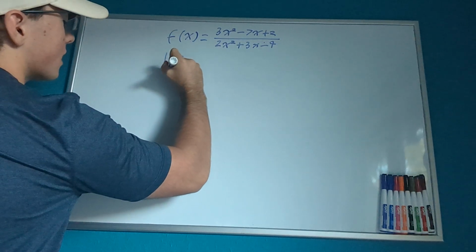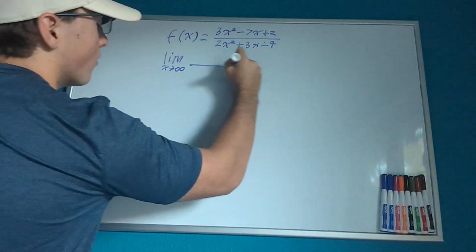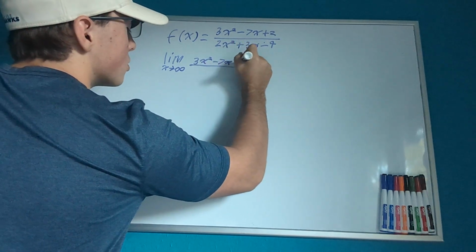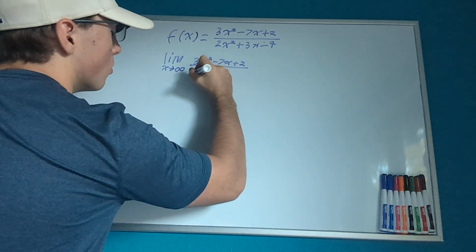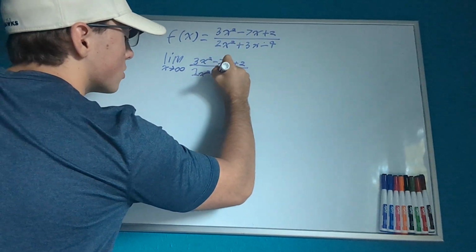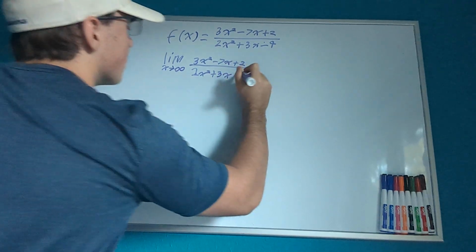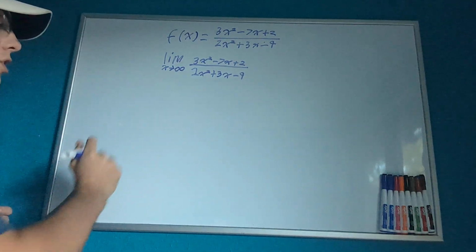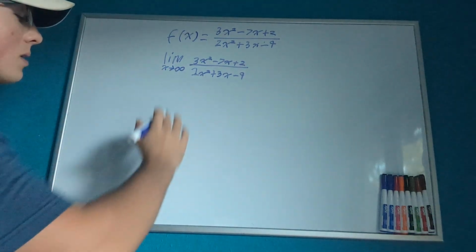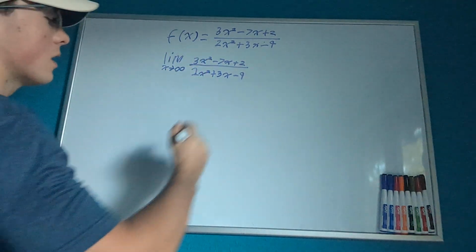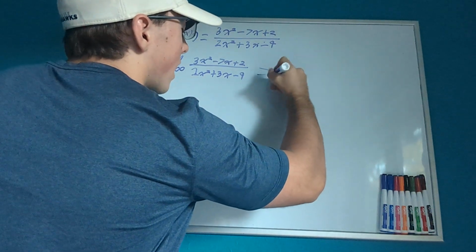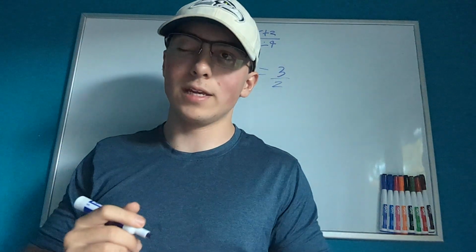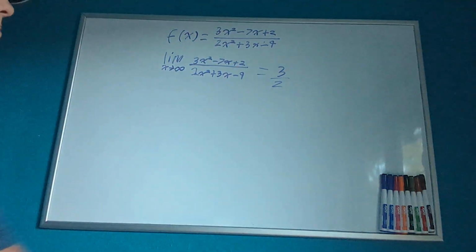So the limit as x approaches infinity of 3x squared minus 7x plus 2 divided by 2x squared plus 3x minus 9, right? And we can do this using L'Hopital's, but I'm sure you can already see, if you have any practice doing this, that this will end up being 3 over 2. So our horizontal asymptote will be y equals 3 over 2, or y equals 1.5, right?